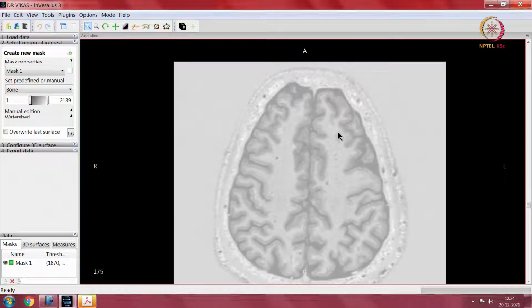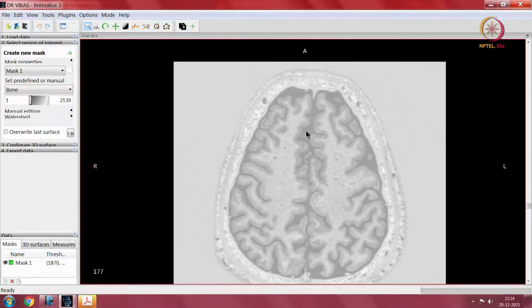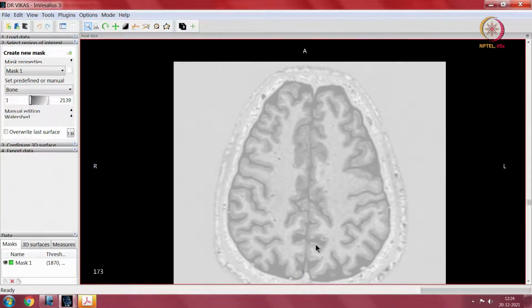When we come up, we can see the clear separation between the two cerebral hemispheres. This is the beginning of the falx, the dura which separates the two hemispheres, and then there is this black gap in between, which is the space between the two hemispheres.